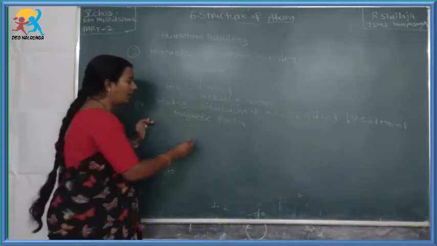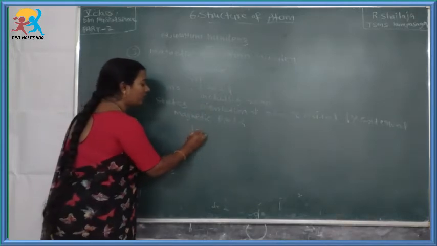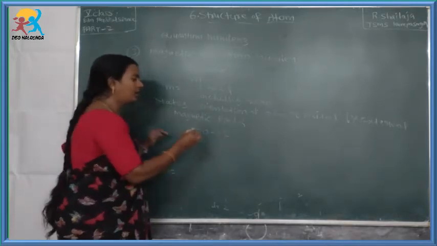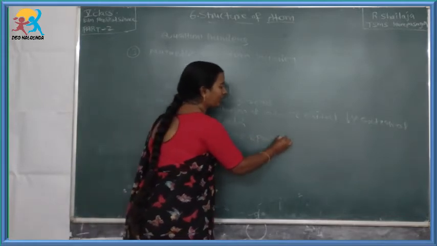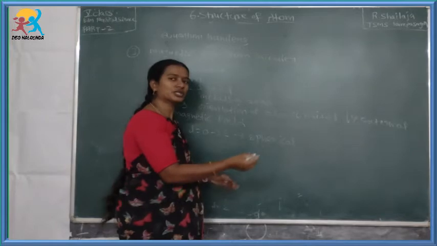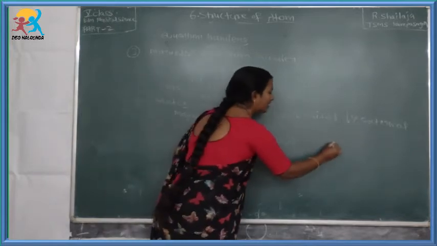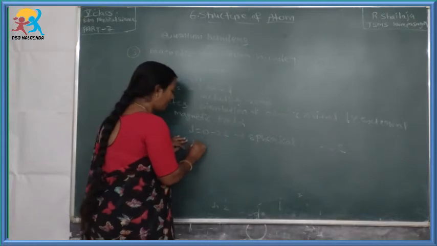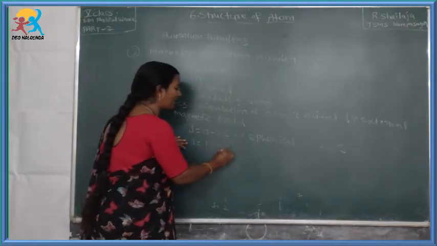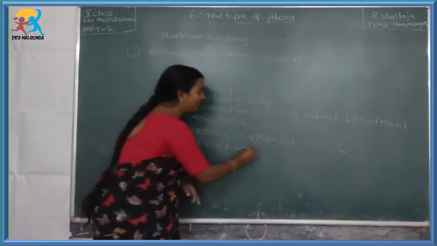Okay, for example, if L equals 0, that is the s orbital. This s orbital is a spherical shape. Okay, this spherical shape can't be oriented in any other direction. It is a spherical shape, so it is only s. And L equals 1 means p orbital. Okay, it is the dumbbell.